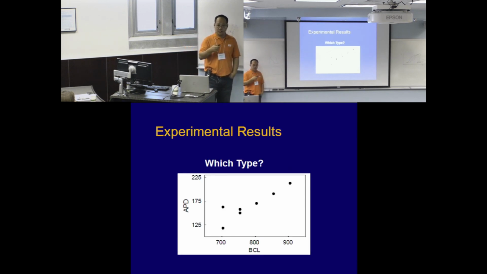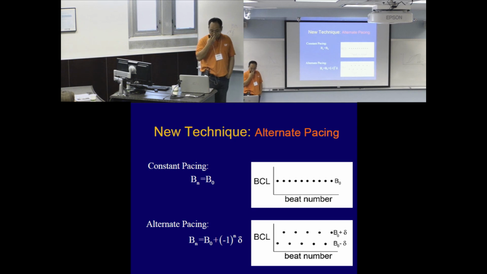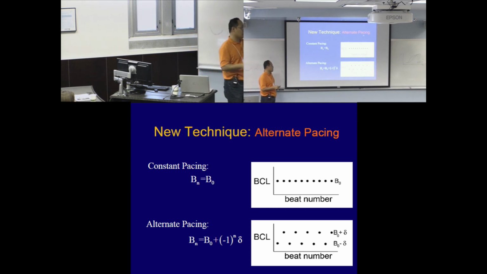You have just a few data points, and it's difficult to separate them. So we have developed a technique. What we use is alternate pacing. I already introduced what this is.